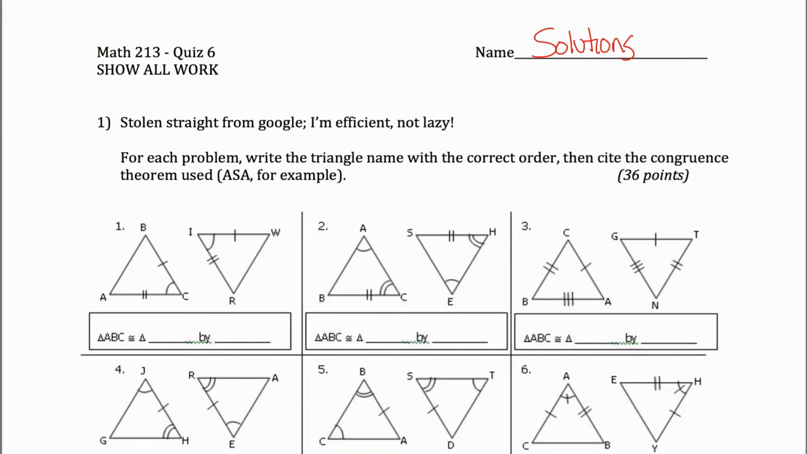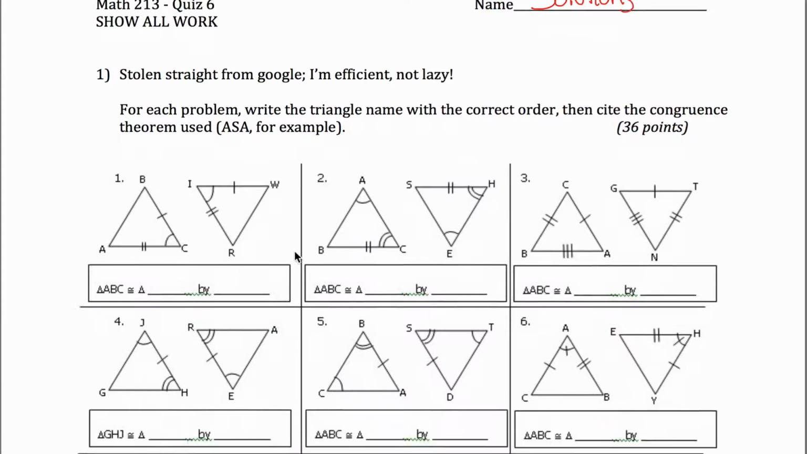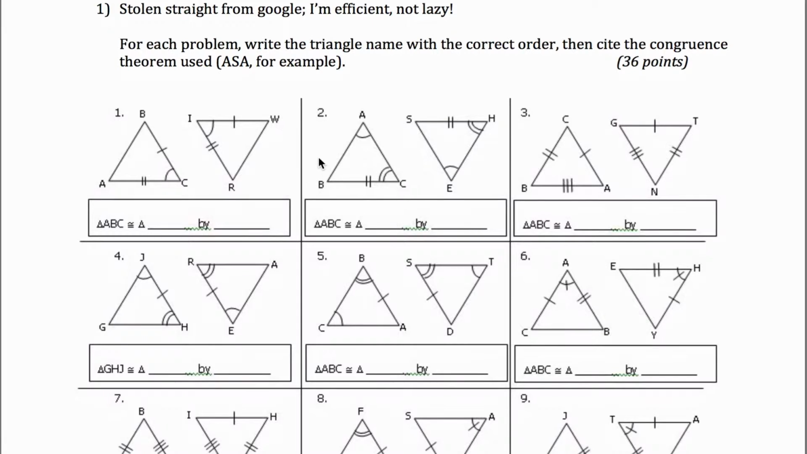All right, here are solutions for quiz 6 for Math 213. On this first page, we're dealing with triangle congruence. So you're given two triangles and they're congruent. And so you want to first state the vertices in the correct order and then state the theorem by which they're congruent. So like angle, side, angle, that type of thing.